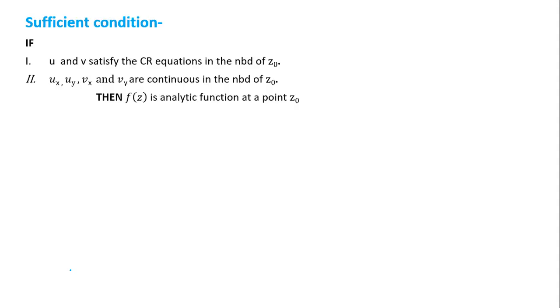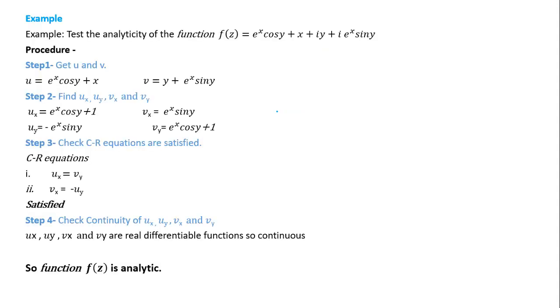Sufficient condition. What is the sufficient condition in which we can say that if these conditions are satisfied, then f(z) will be analytic? For this, we need two conditions. One, the CR equation must be satisfied at that point as well as in the neighborhood. Number two, ux, uy, vx, vy are continuous in the neighborhood. Then we will say f(z) is analytic at the point z naught. The second condition is additional, along with the CR equation. We'll understand this with the help of one example.